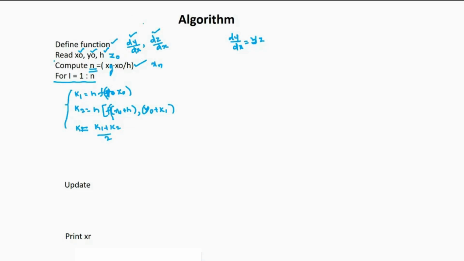If you have two equations, again you can write the second: L1 is equal to the equation, L2 is equal to the equation, L is equal to L1 plus L2 by 2. So this we have to do.